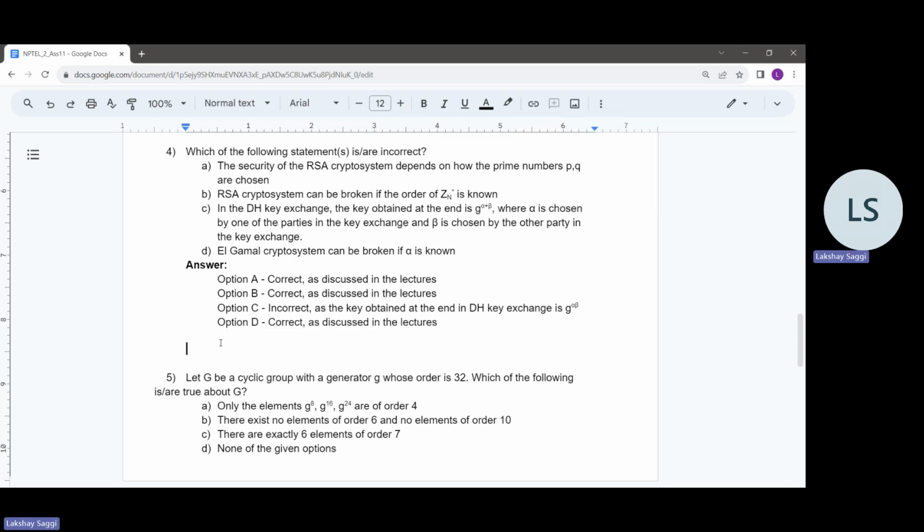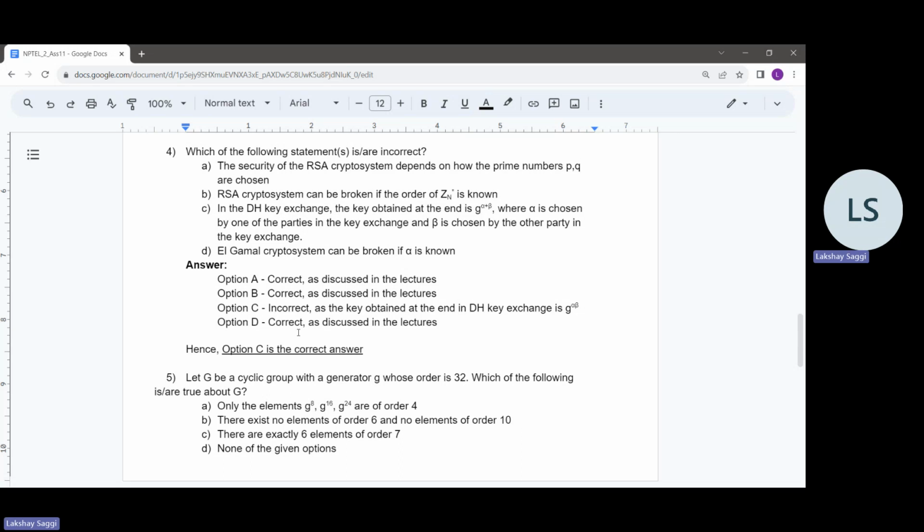Hence, option C is actually incorrect. So option C is the correct answer for this question, because we need to find out the incorrect statement.